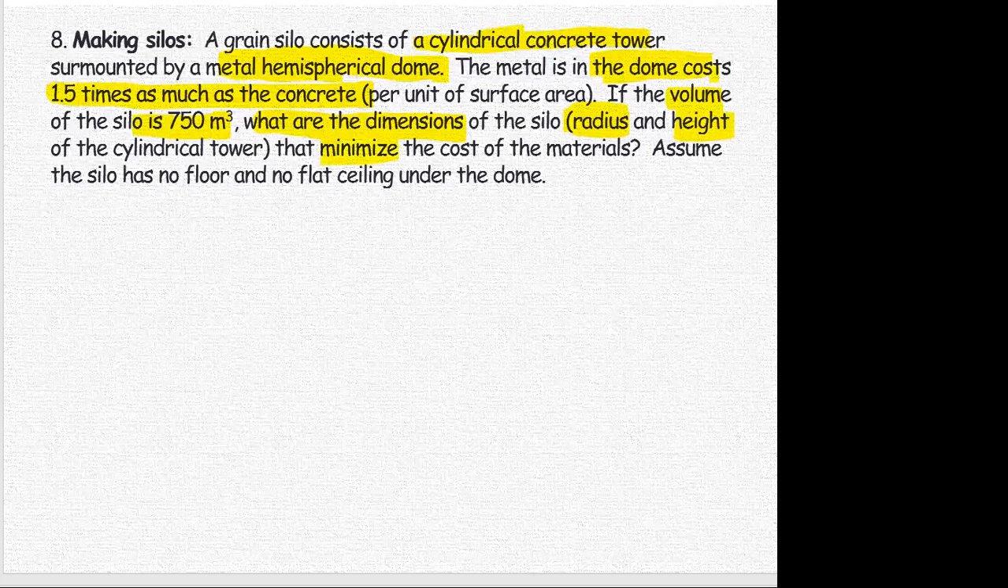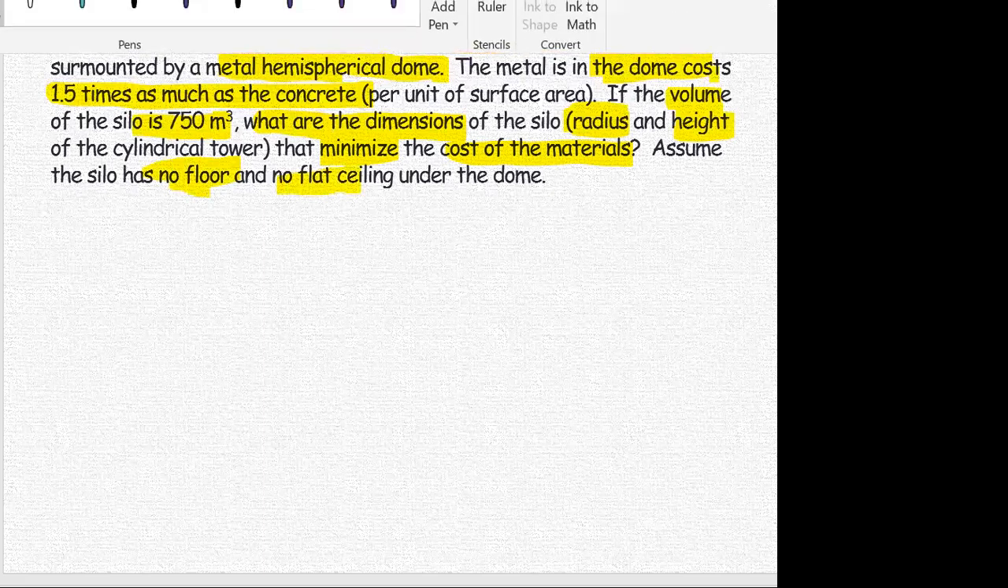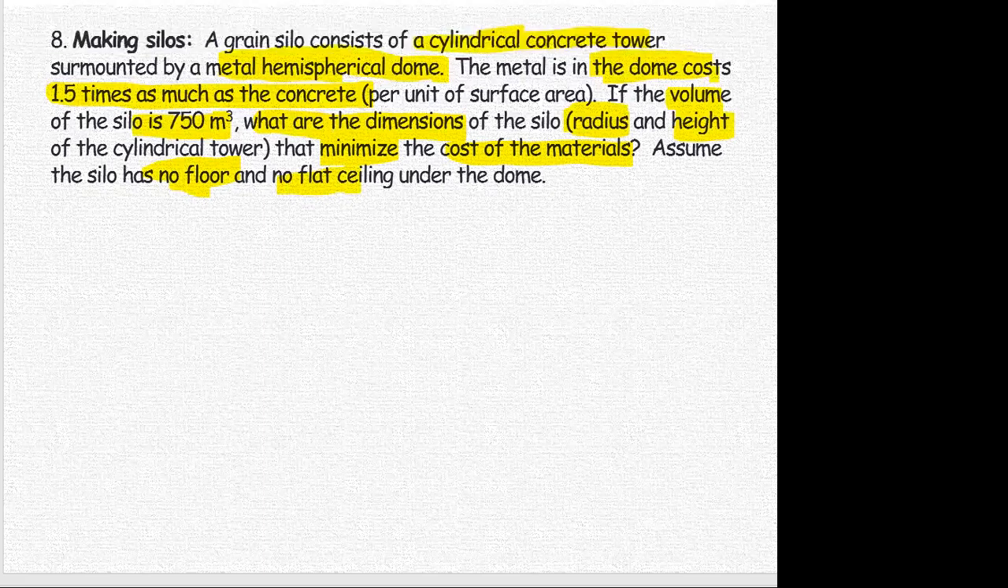Another key term, minimize the cost of the material. Assume the silo has no floor and no flat ceiling under the dome. So to draw the figures with the two different shapes involved, the first one is the body of the silo, which is in the cylindrical shape. No base, right? No base. And the top part is hemispherical, in the sphere shape, but it's a half of it.